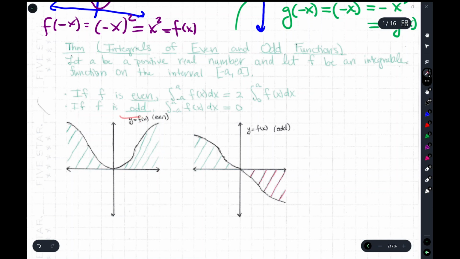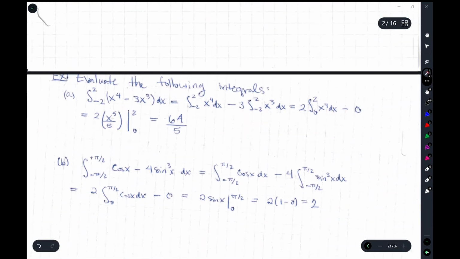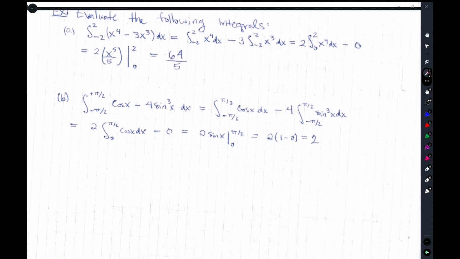For odd, if you take a look at here, this is an odd function, you could see that area there has the same magnitude as this area there, but opposite signs. The net area here is negative, and the area here is positive. And so when you do this integral from minus a to a, this area will cancel that area, and you get 0. Now that could make our lives much easier. Let's look at an example.